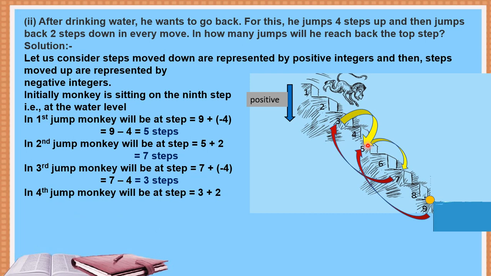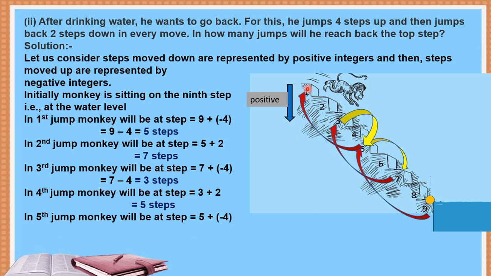Now from this 5th step again, he has to take 4 jumps up, that means 5 plus minus 4. So 5 plus minus 4 will be 1. So in this 5th jump, the monkey reached the top of the stairs at the first step.